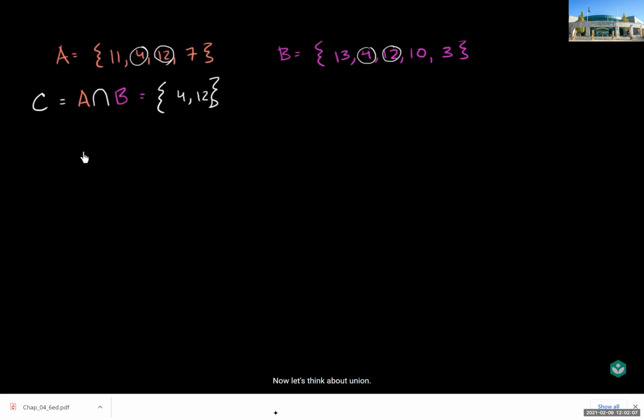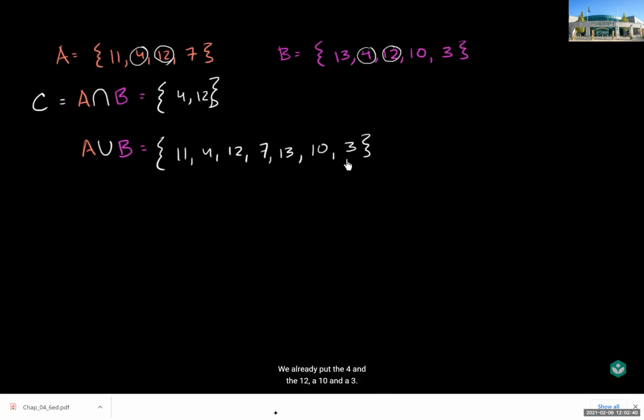Now let's think about union. Let's think about A union B. What are all the elements that are in A or B? Well, we can just literally put all the elements in A: 11, 4, 12, 7, and then put the things in B that aren't already in A. So let's see, 13, we already put the 4 and the 12, a 10, and a 3. And I could write this in any order I want. We don't care about order if we're thinking about a set. So this right here is the union.